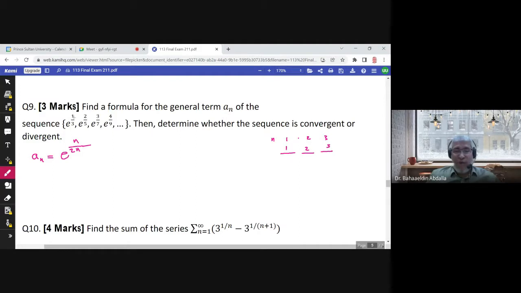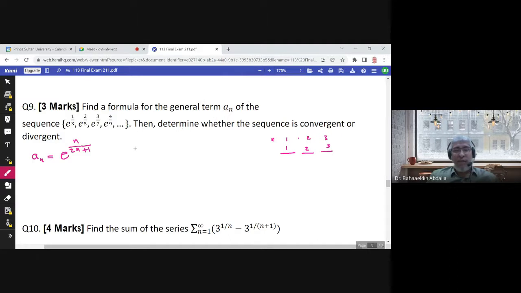If n is 1, I have 1 here and here 2. No, I need 3. So this should be 2n plus 1. So now if you put in 1, this would be 3. If you put in 2, this would be 1 over 3. This would be 2 over 4 plus 1, 5. If n is 3, 3 over 6 plus 1, 7. So this is the general term.